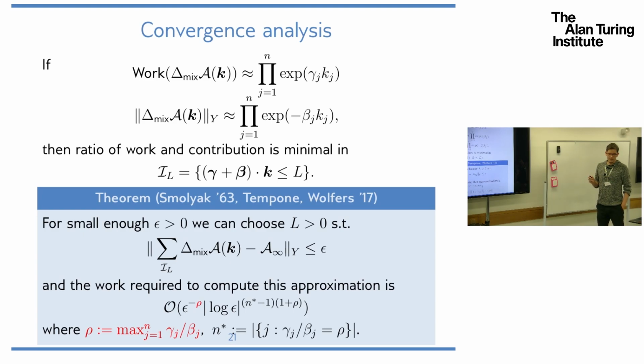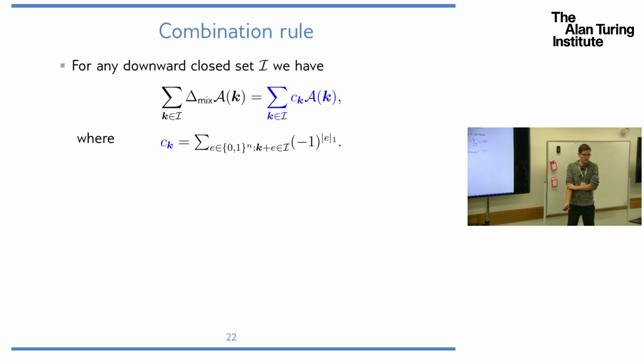Okay, now to make the connection between this analysis, which has kind of a similar result as what you've seen in the multi-level analysis, and these multi-level algorithms, which are more specific, you need the combination rule, which states that for arbitrary index sets, so not only for simplices, but no matter how you truncate this infinite sum, you can always write the sum over the mixed differences as a linear combination of the outputs of your algorithm.